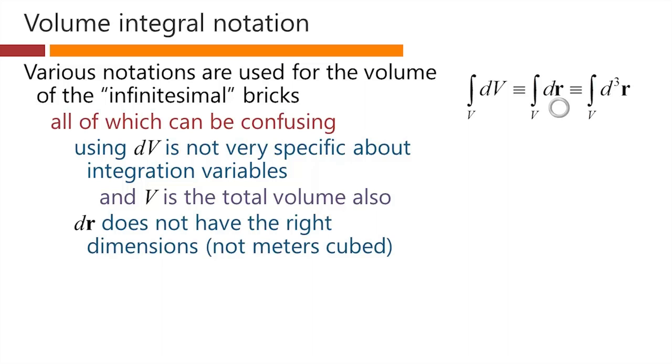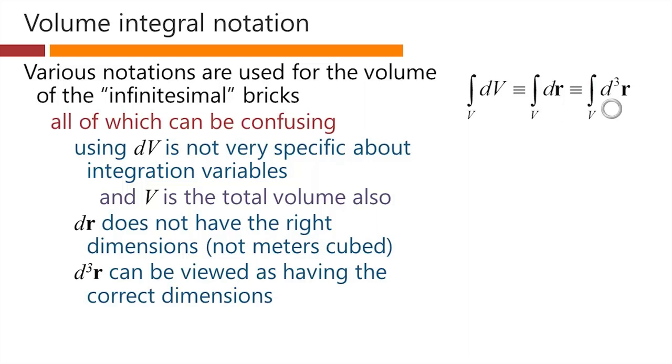This notation here is quite common, but a physicist would profoundly object to it because this does not have the right dimensions. If this r here is referring to position, then this dr trying to refer to the volume element does not appear to have the dimensions of meters cubed or volume. Nonetheless, this notation is sometimes used.